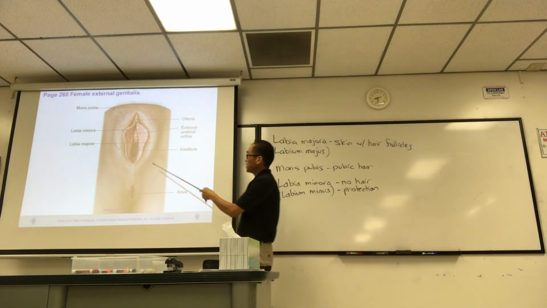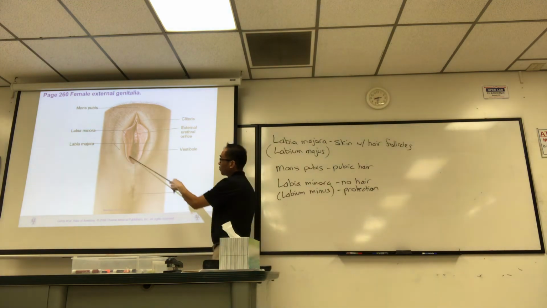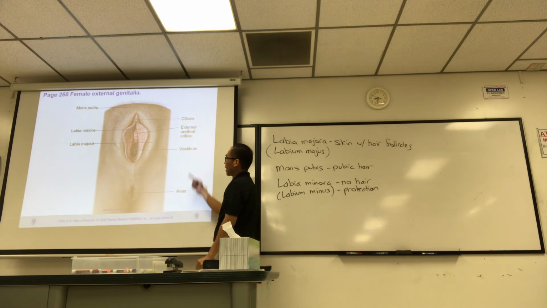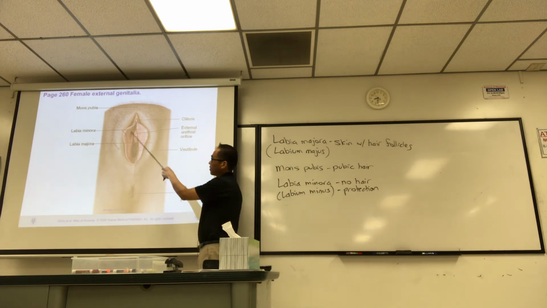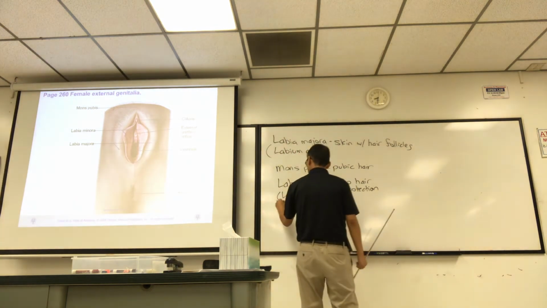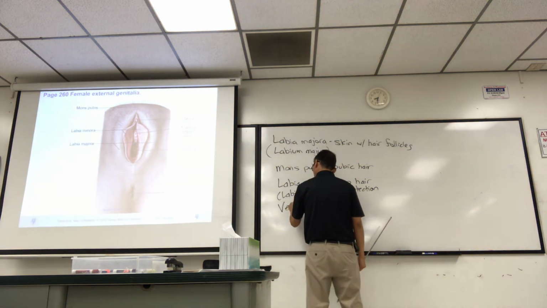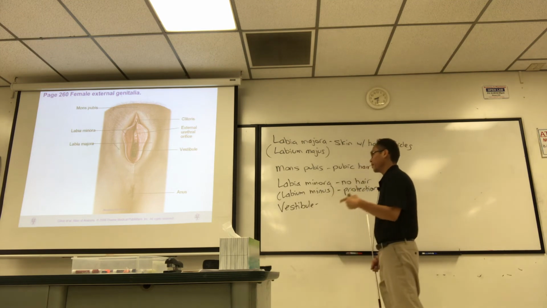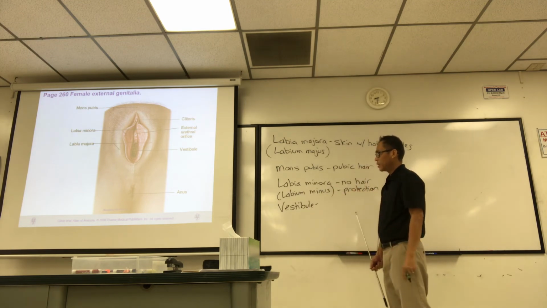The area that's contained within the labia, if you were to reflect them back, is called the vestibule. You have to point to somewhere, and I don't like where they point. The vestibule is the space in front of the vaginal orifice and the external urethral orifice. So the vestibule, consider it the space contained between labia minora.